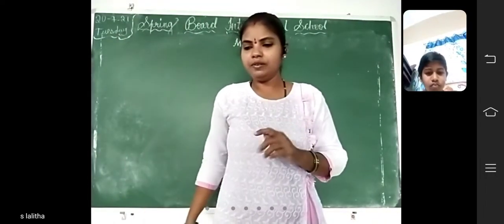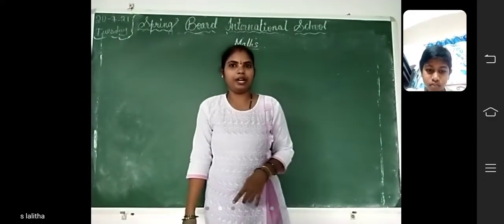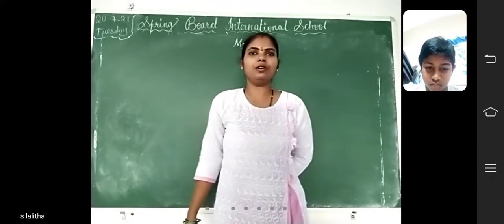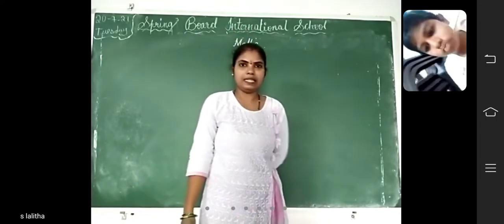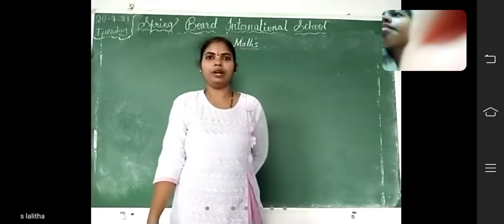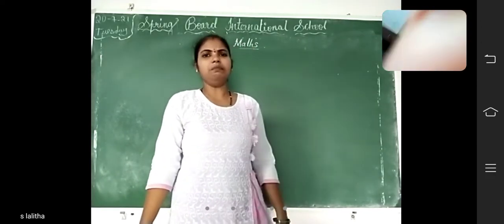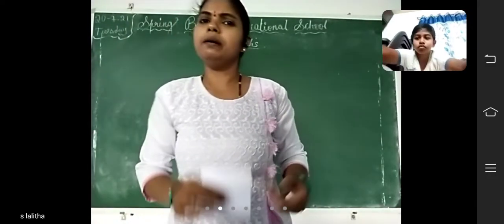Okay, good morning children. So in the previous class, what did we learn? We learned about rotational symmetry. What is called rotational symmetry, children? The shapes and objects that look the same after a number of rotations are said to have rotational symmetry. That means what now? The shapes and objects that look the same after a number of rotations.